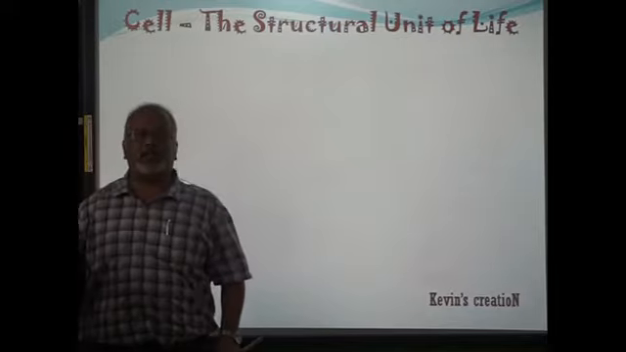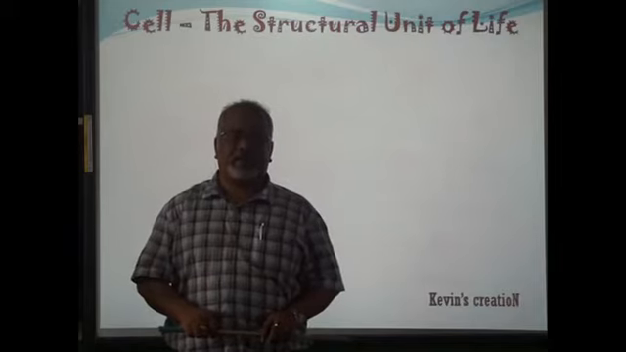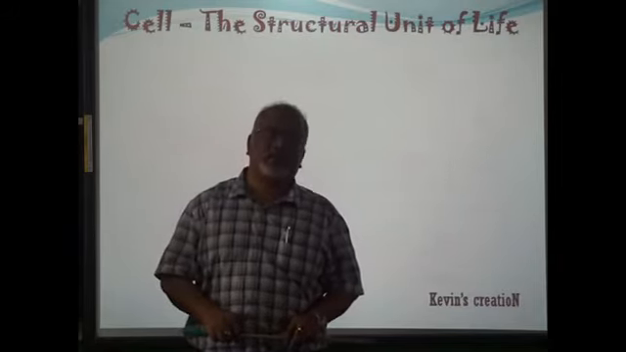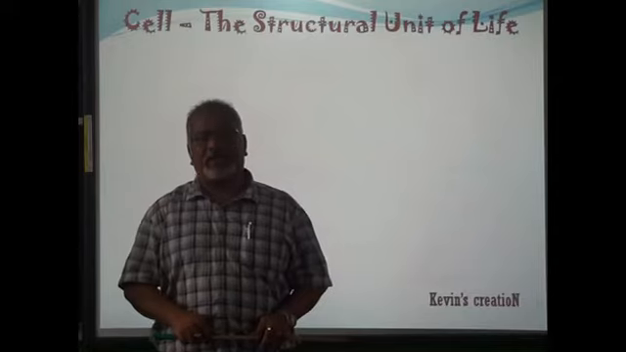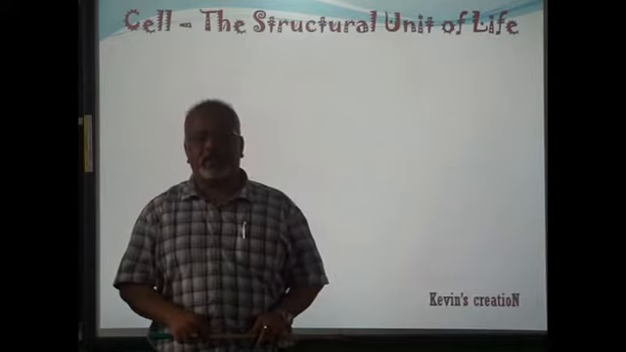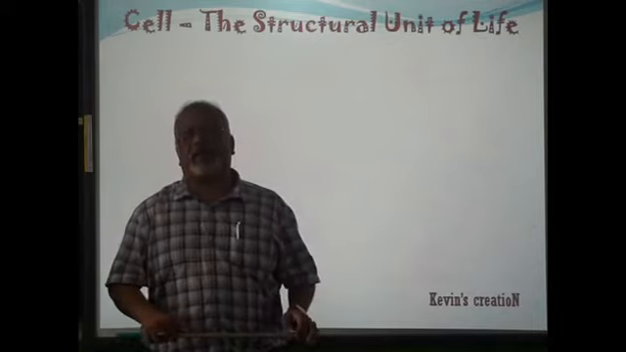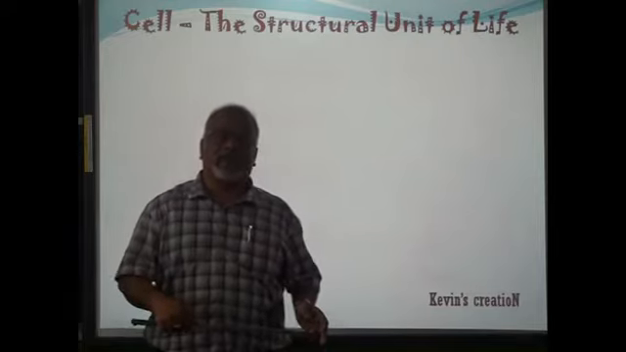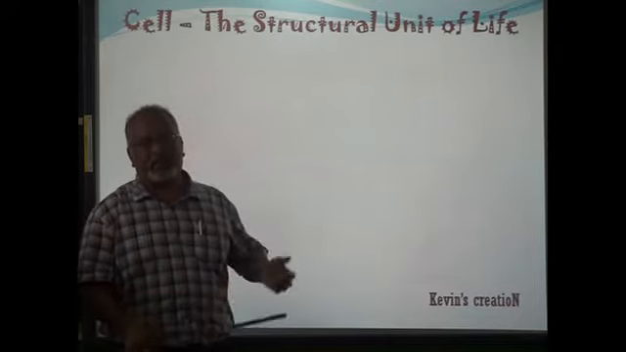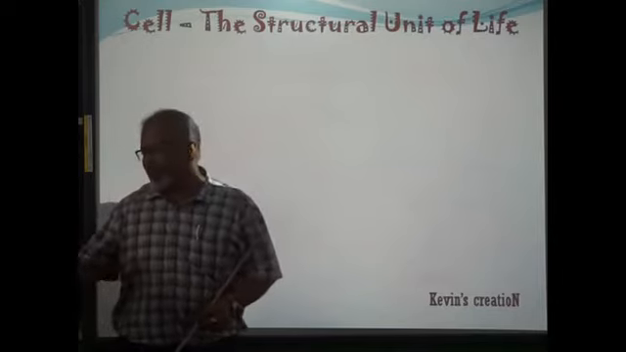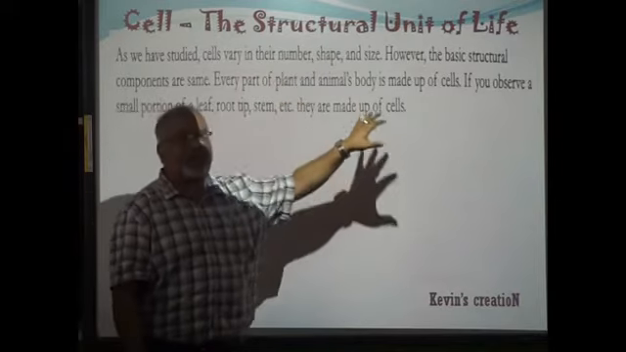Now, cell, the structural unit of life. We call the cell the structural and functional unit of life. Functional because all the activities which we do are just because of the cells. They are functional, that is why we are able to do many things. Structural because of the cells only we are made. In other words, we are made up of cells. As a building is made up of bricks, in the same way we are made up of cells. That is why we call it the structural unit of life. As we have studied, the cells vary in their number, shape and size.